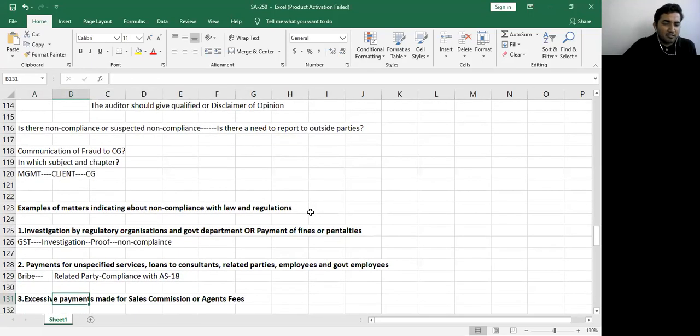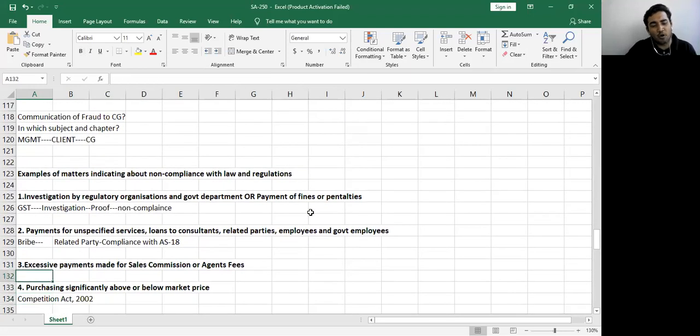Right after that, you have the third point, which says excessive payment made to sales commission or agent fee. So suppose if you want to violate some law, you need to take the support of your salesman or your agent, and then the agent will take that risk only if you have some extra payment being made to that person. So only then that person will do that non-compliance for you. So again, it is indicative of non-compliance with any law or regulation.